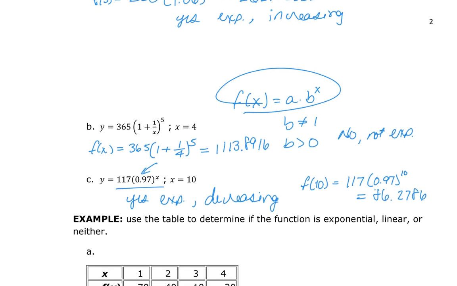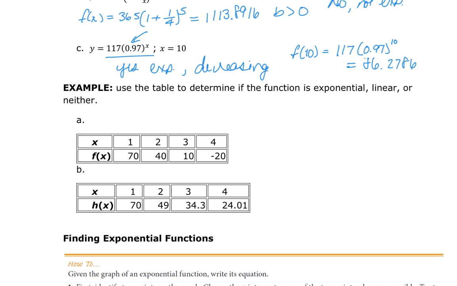86.2786 and some change. So just by looking at the structure of the function, I can tell you whether it's increasing or decreasing and if it's exponential or not. So now we're going to use this table to determine if it is exponential, linear, or neither.